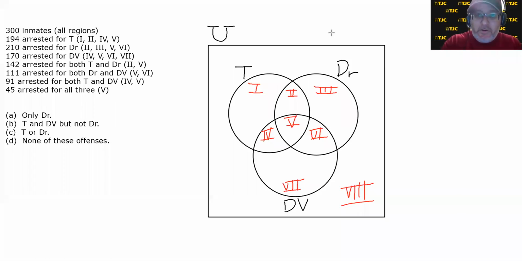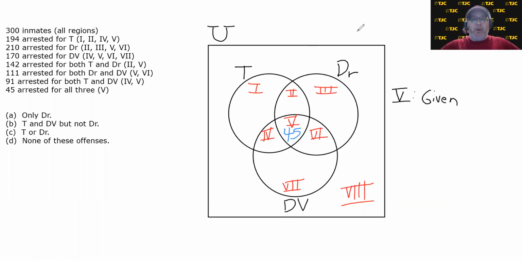So we're going to list which regions we fill in, and the order that we fill them in. Region 5 was pretty much given. There was nothing to calculate. We're going to start writing in this color of blue. Since region 5 represents the ones that were arrested for all three, there are 45 inmates in that middle region.